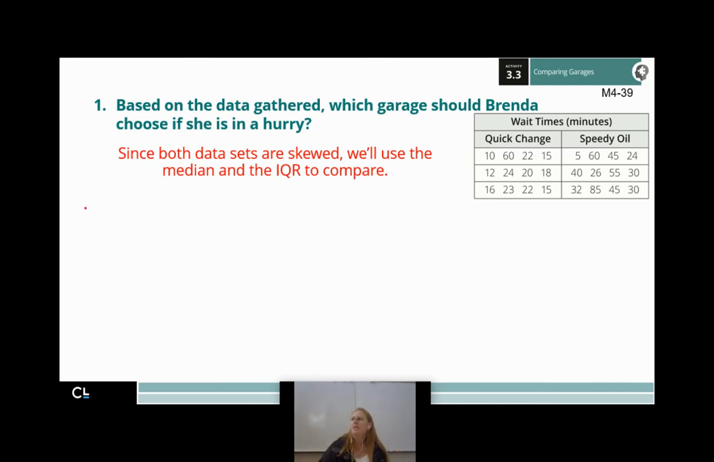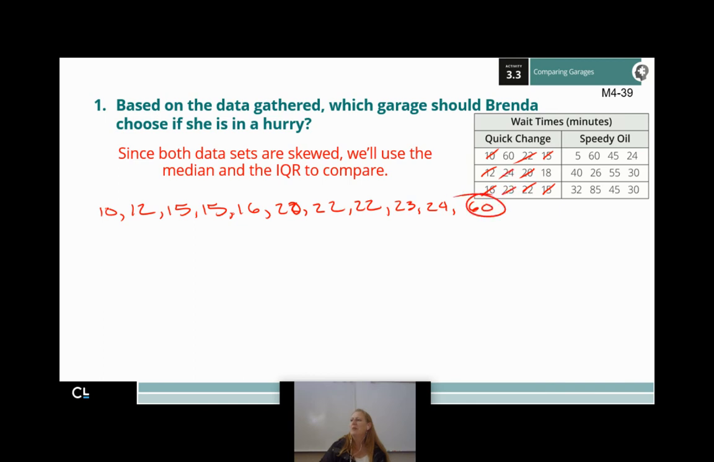All right. So let's start with quick change. I'm going to put these guys in order. I've got 10, 12. Again, it helps if I cross them out as I go. I've got two 15s, 15, 15. So I got a 16. I've got a 22 and a 22. Oh, no, I missed a 20. So I have a 20, a 22, and a 22. I hate it when that happens. I got a 23, a 24, and a 60.